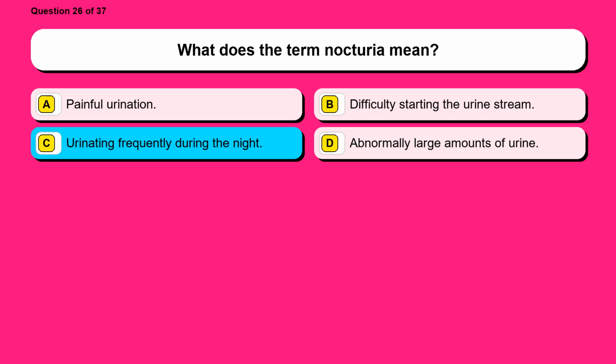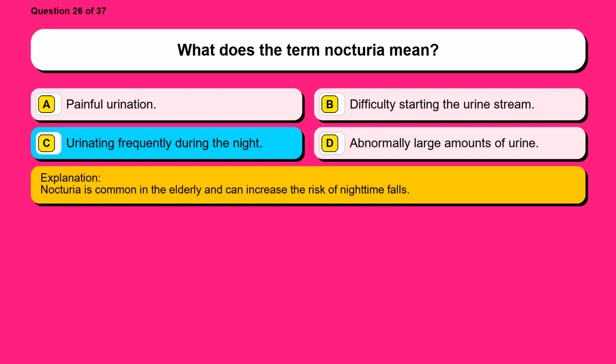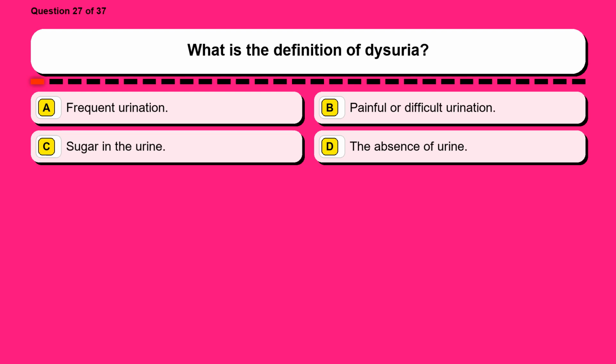The correct answer is option C. Urinating frequently during the night. Nocturia is common in the elderly and can increase the risk of nighttime falls. Question 27. What is the definition of dysuria? Option A. A frequent urination. Option B. Painful or difficult urination. Option C. Sugar in the urine. Option D. The absence of urine.